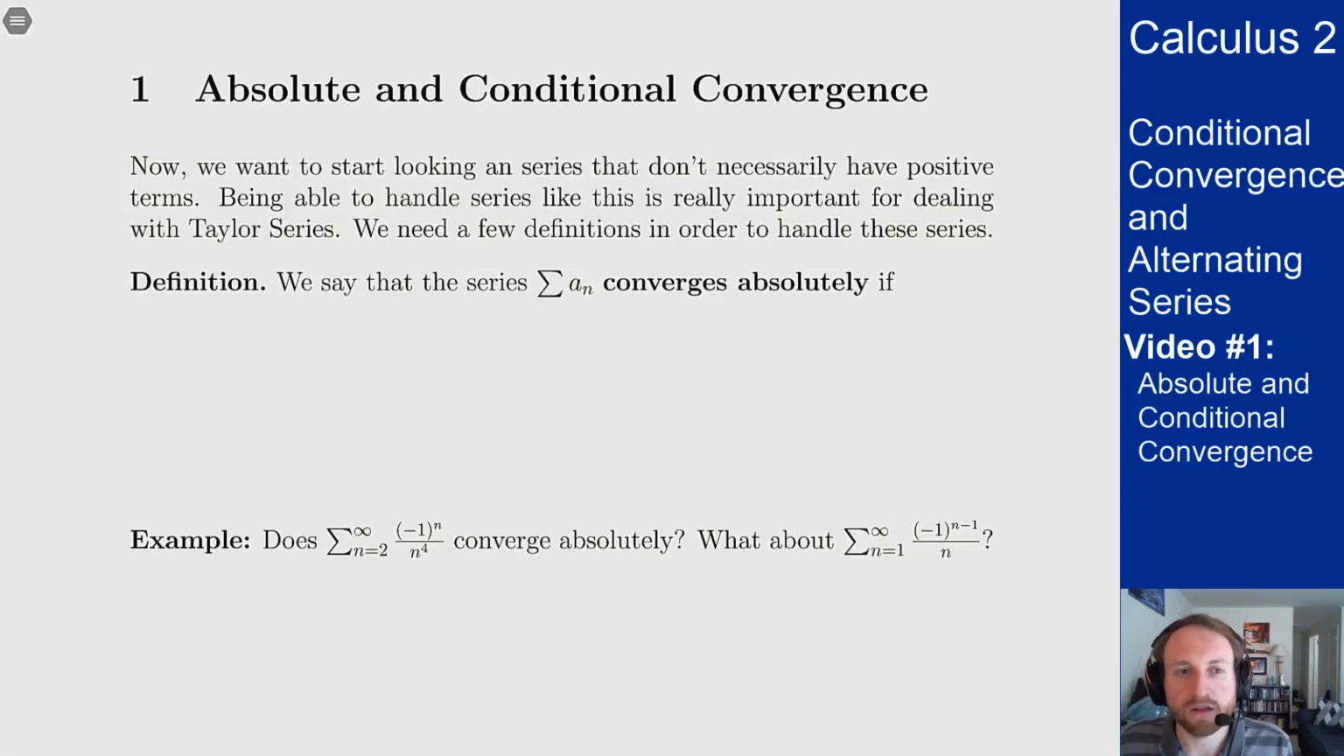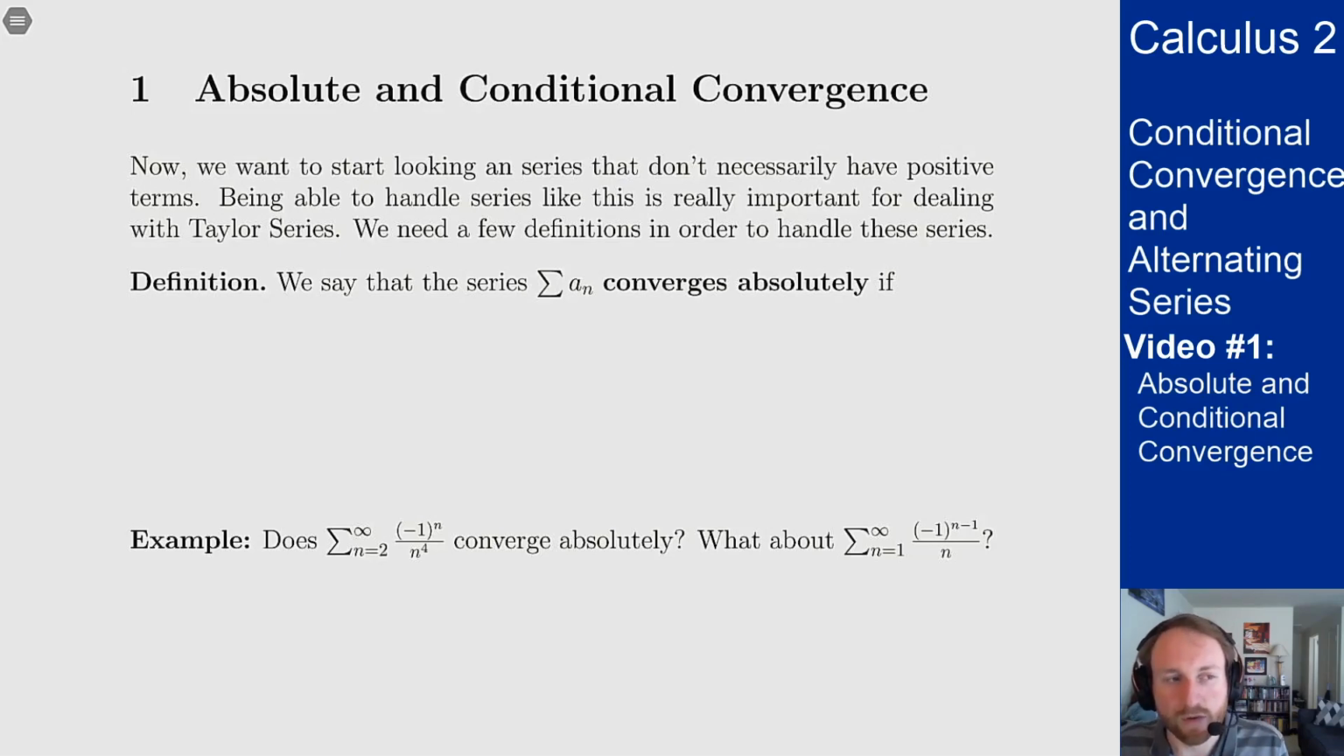In this video, we'll be talking about absolute and conditional convergence, which are two different ways to talk about convergence of series when they don't contain only positive terms. So we dealt with how to handle series that all have positive terms. Now we want to go beyond that to deal with series that don't all have positive terms, because this will become super important when we go on to more general things in future videos.